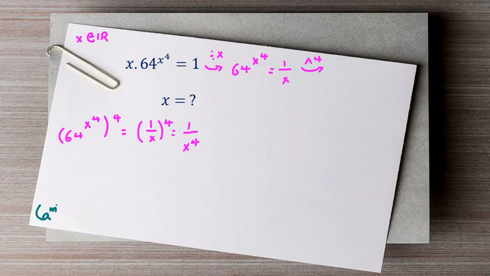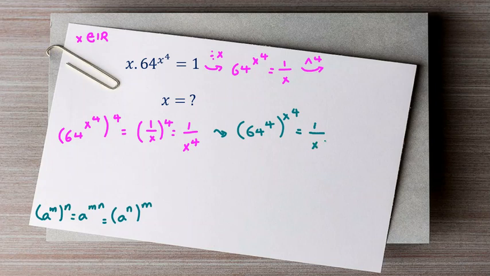by power rule, we know that a to the m to the n equal to a to the mn. And here, we can switch also m and n, a to the n to the m. So here, if we switch, for 4 and x to the 4, we can switch 4 and x to the 4. It will be 64 to the 4, the x to the 4, equal to 1 over x to the 4.